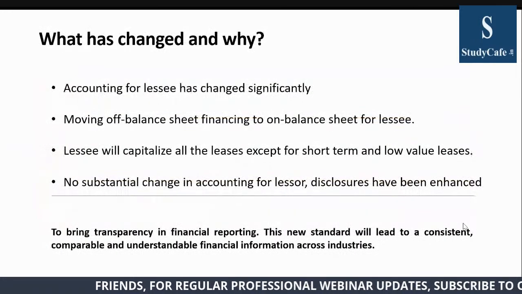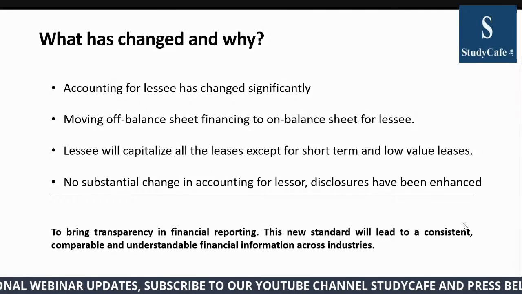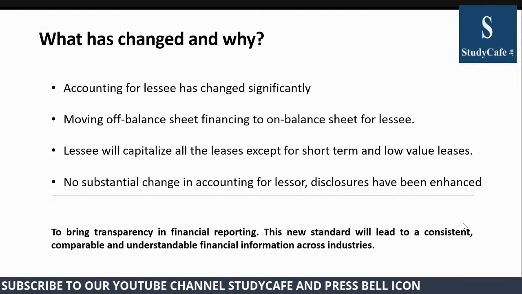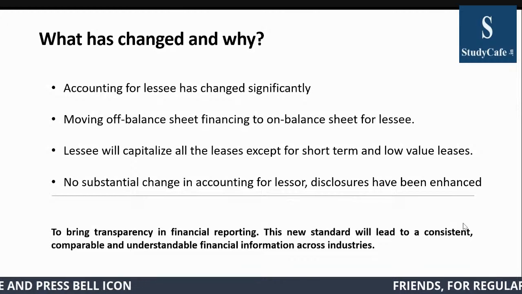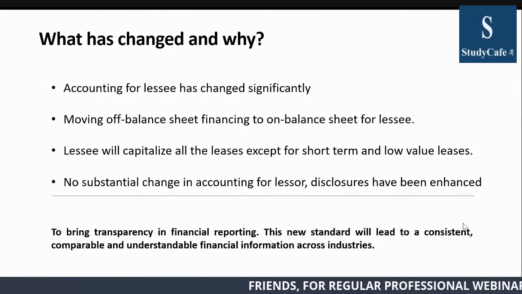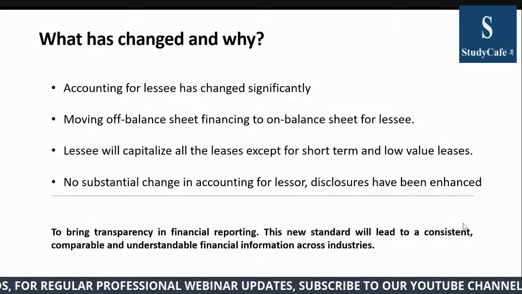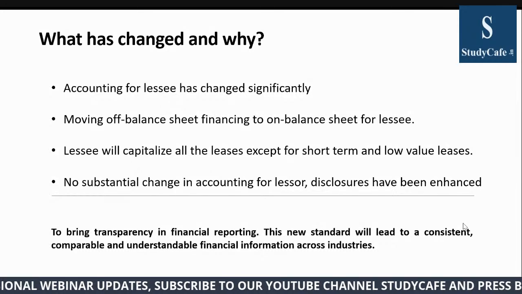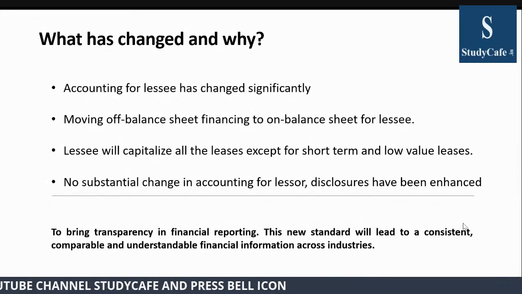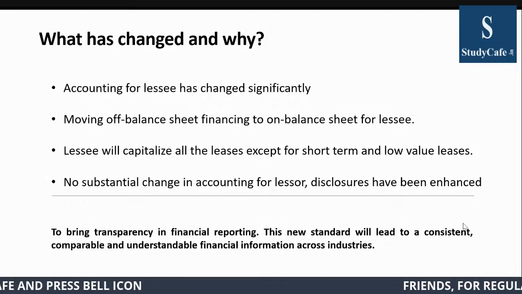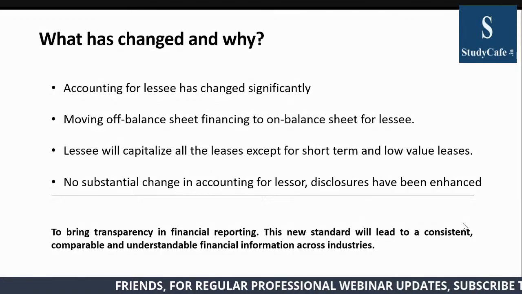Now let's understand what has really changed between Ind AS 17 and Ind AS 116, and why it has changed. I just gave you an overview: to bring transparency and to improve the financial reporting, right? But what has really changed? In Ind AS 116, the accounting for lessees has been changed significantly. It has been totally revamped, and accounting for lessors has not changed that much. Only the disclosures have been enhanced. To understand the changes, we will be talking about the accounting for lessees only.